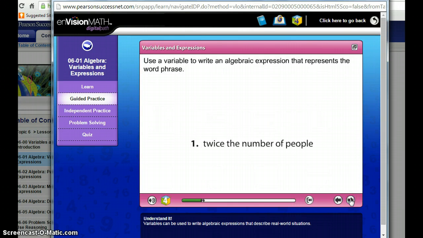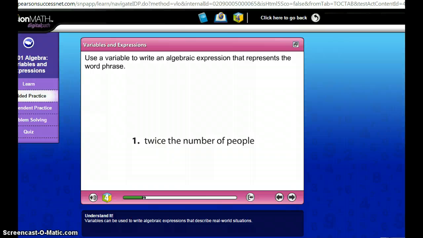Okay, so SWBAT: students will be able to translate, which means to change, words to algebraic expressions. All right, so we already know what a variable is. A variable is a letter that stands for a number, okay? And we know that an algebraic expression has to have 3 things. What 3 things does an algebraic expression have to have?